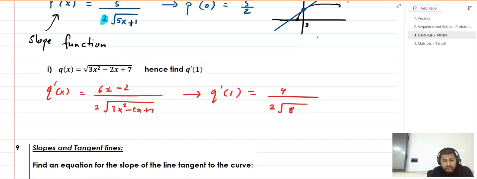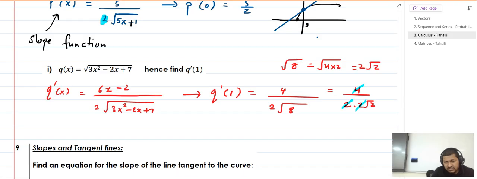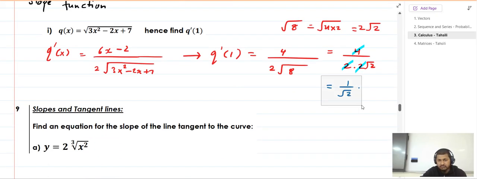Now square root 8 is 2 root 2. Remember, square root 8 is equal to square root of 4 times 2, and the square root of 4 is 2, and the square root of 2 I can't simplify, so I will replace root 8 with 2 root 2. So I've got 4 over 2 times 2 root 2, and now you can see 4 cancels out with 2 times 2, which is 4. So what's my answer? 1 over square root of 2. I hope you guys understood that.